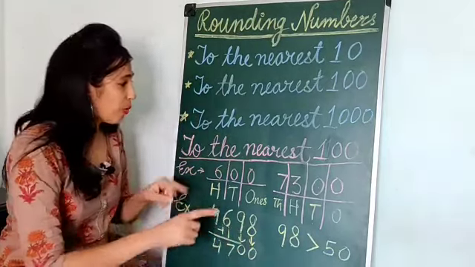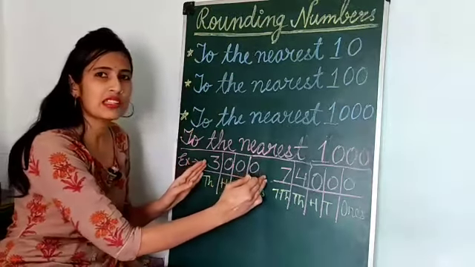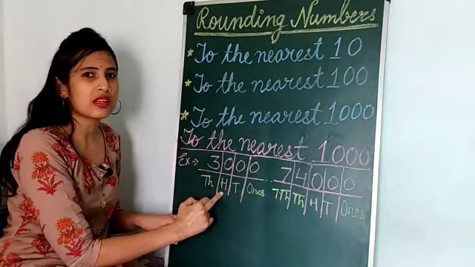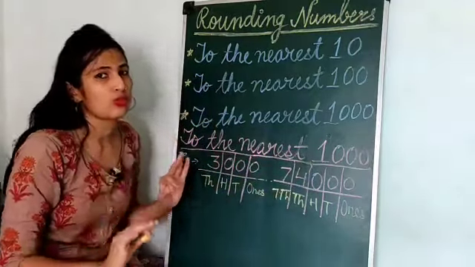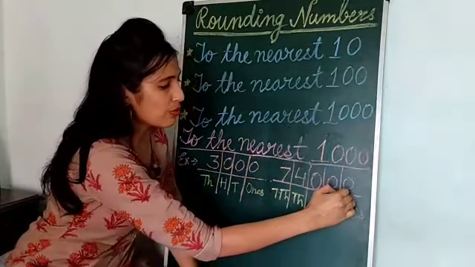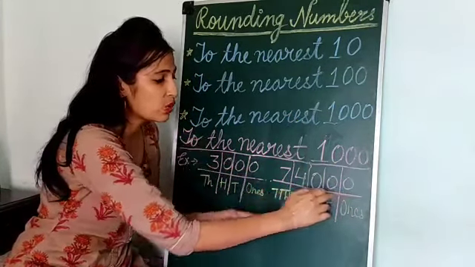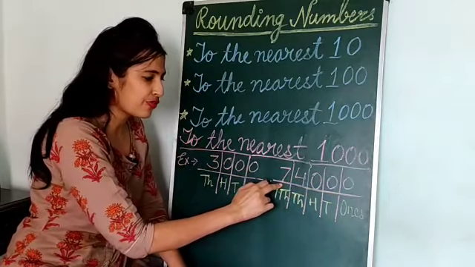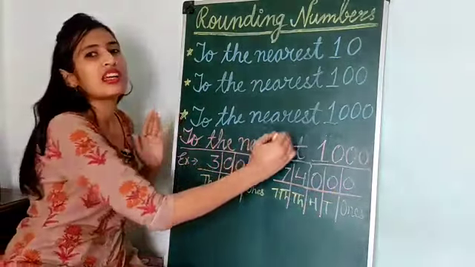Let's do our last topic, to the nearest 1000. Let's see an example. Here the number is 3000. Here the ones place number, the tens place number and the hundred place number have 0. When we round off to the nearest 1000, it must have 3 zeros. Let's take another example. Here the 5-digit number. Here also the ones place digit is 0, the tens place number and the hundred place number have 0. The 1000 place digit is 4 and the 10,000 place digit is 7. So these numbers are already rounded off to the nearest 1000.